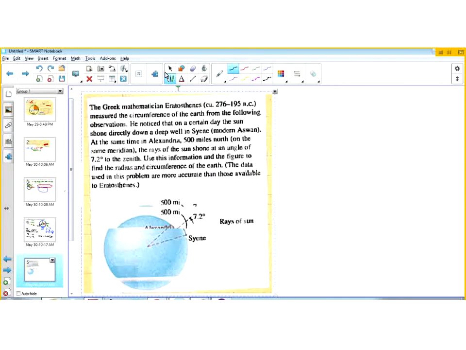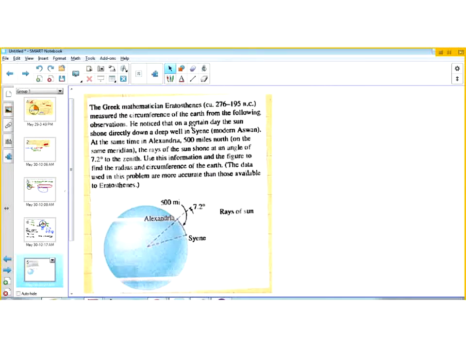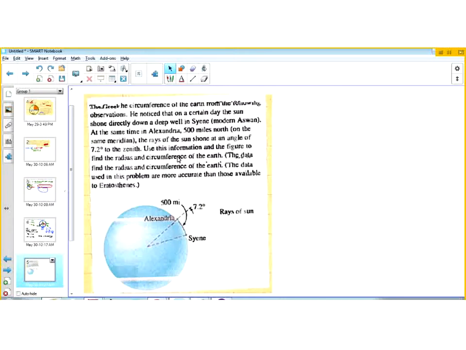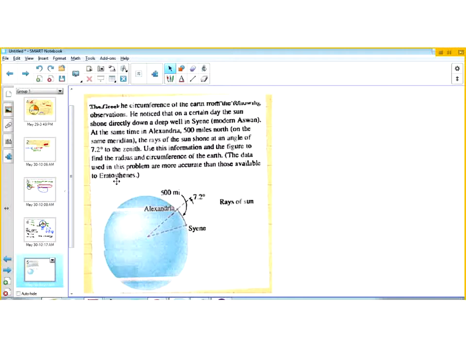Okay, so in this problem, the Greek mathematician Eratosthenes measured the circumference of the Earth from the following observations. He noticed that on a certain day the sun shone directly down a deep well in Cyrene. So the sun right here, here's the figure. And at the same time in Alexandria, 500 miles to the north, on the same meridian, the rays of the sun shone in an angle of 7.2 degrees of the zenith. So use this information to figure out the radius and circumference of the Earth.